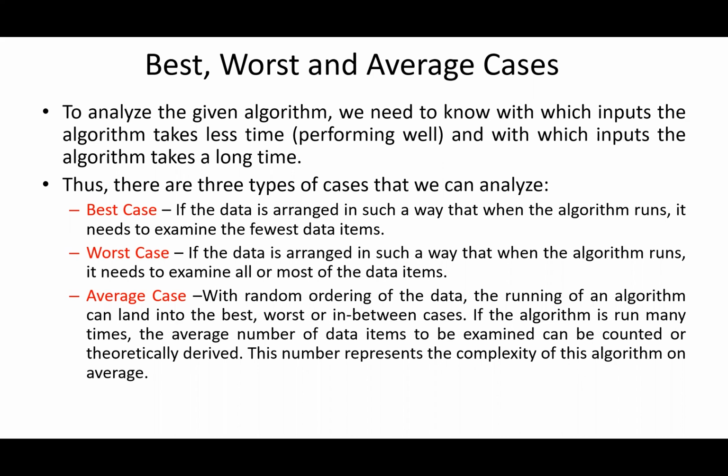Okay, an average case will be with random ordering of the data. You run the algorithm where it can land in best, worst, or in between cases. Then you just run the algorithm many times and try to find out the average case. So average is somewhere between your best case and your worst case. So when we measure the algorithm, sometimes we will look at, if I have the best case scenario, what is my big O? If I have the worst case scenario, what is my big O? And also the average case, what is my big O?